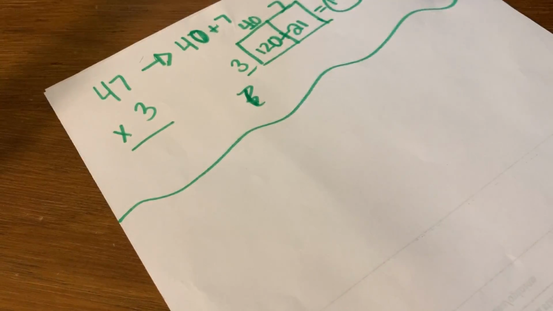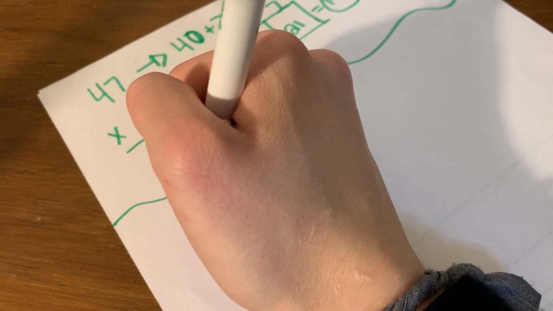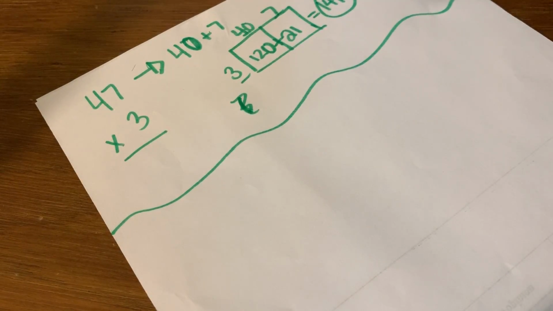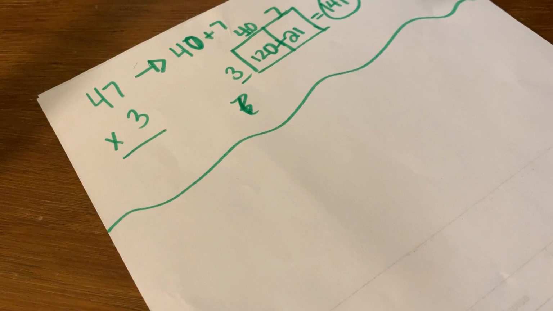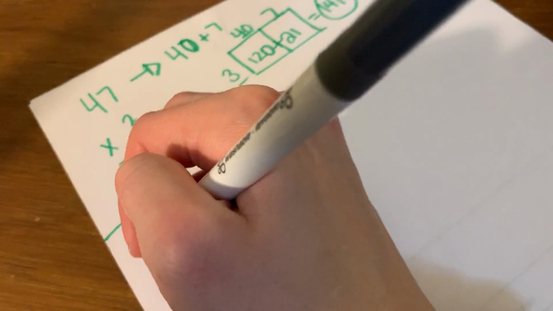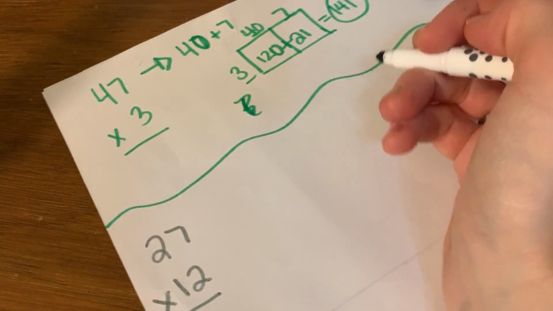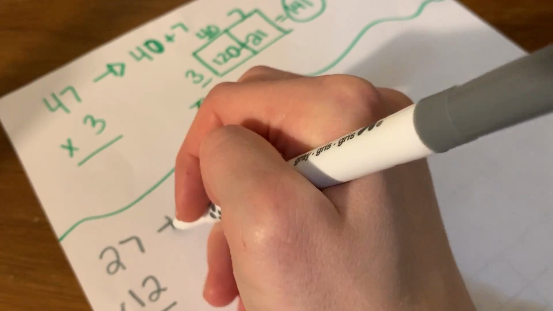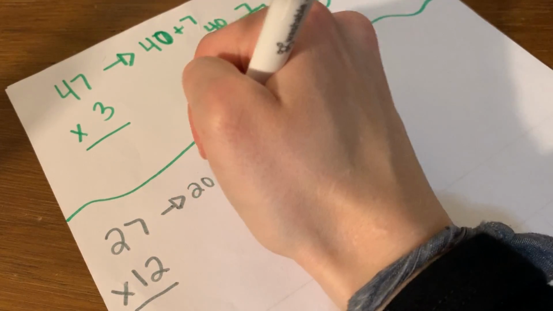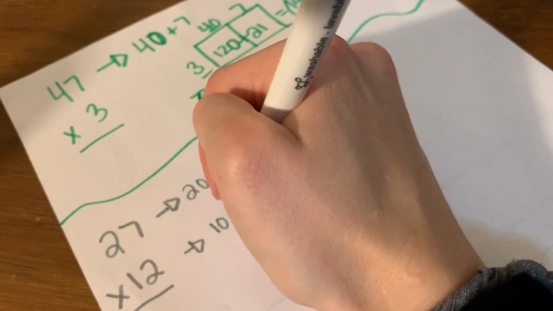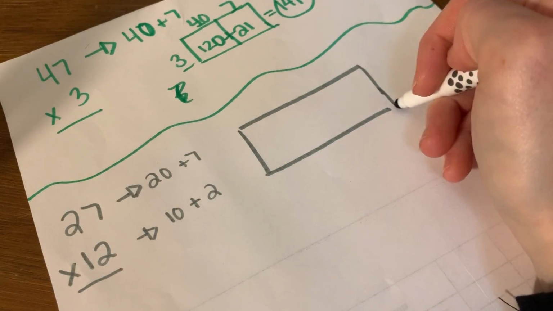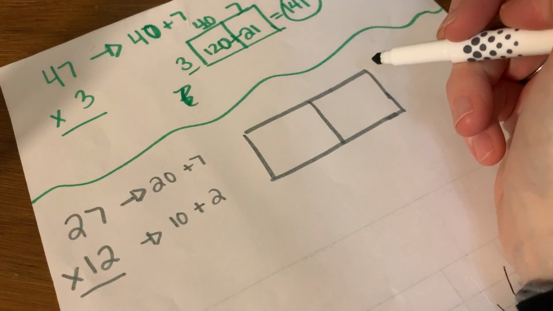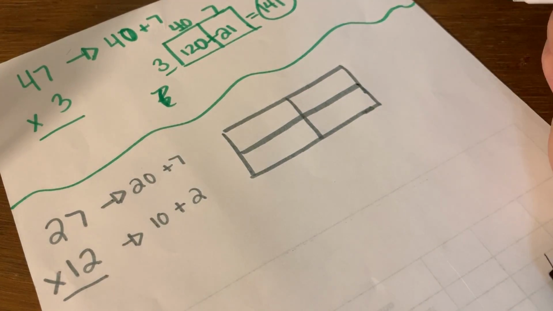Now let me show you the next step. So if we decide that we want to use partial products, we can go ahead and do it like this also with numbers that are 2-digit by 2-digit problems. So I can go ahead and take the problem 27 times 12. So I'm going to use partial products. The only thing that's different is this time I am putting both numbers into expanded form. Okay, so I'm drawing a rectangle again. So I'm drawing an area model. And this time I'm splitting my rectangle into 4 parts.